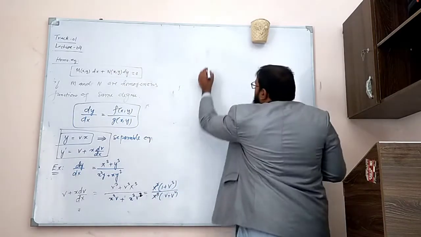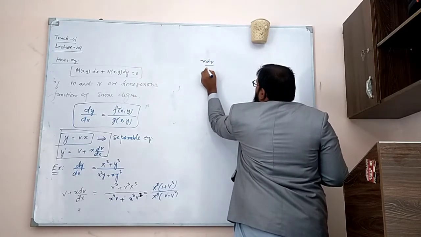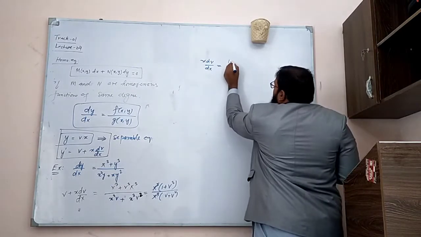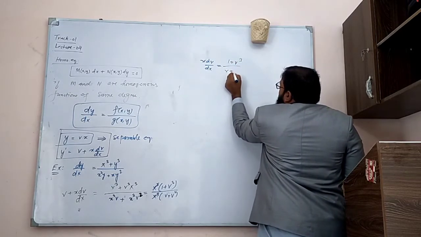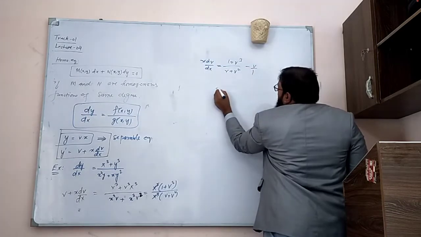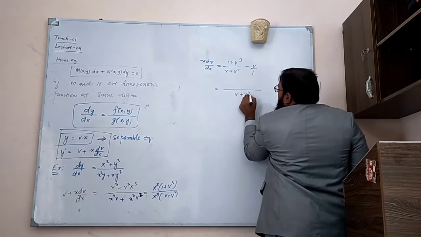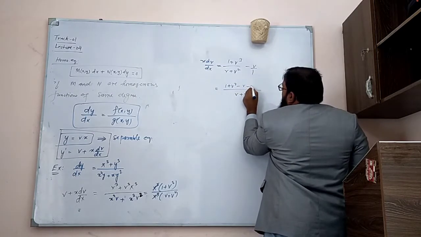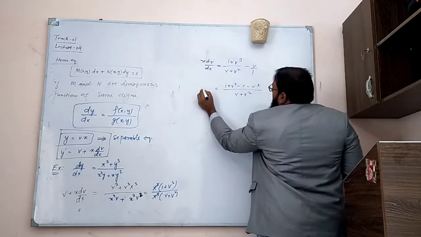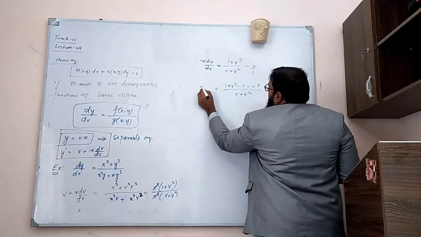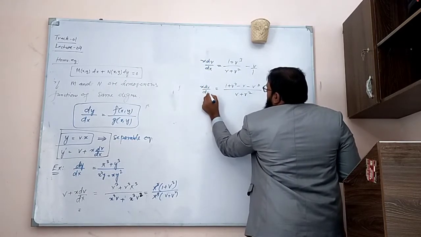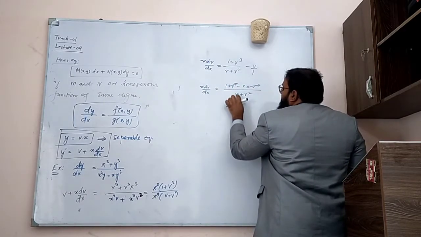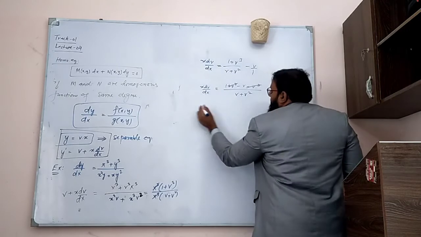Yes, sir. Now we have x dv by dx equals (1 plus v cube) over (v plus v square) minus v. Now the LCM would be v plus v square, and when these are multiplied we get minus v minus v cube. So this v cube is cancelled. Now we are left with 1 minus v divided by v plus v square minus v cube.